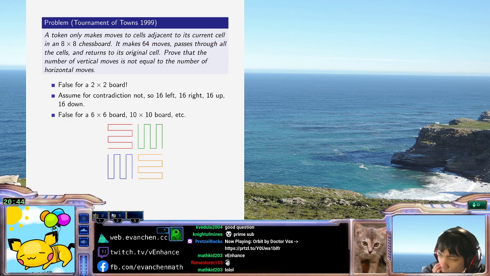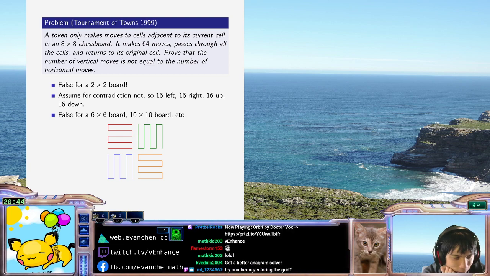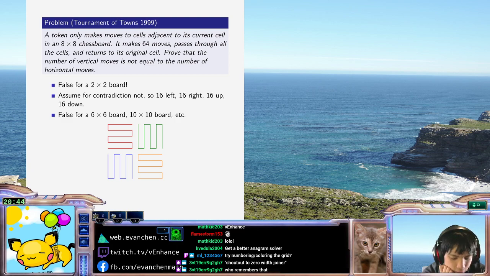What should I try here? Why is it false for a 4x4 board? Why can't I do something like this? So do I color it or something? Like, yeah. Like I feel like I want to.